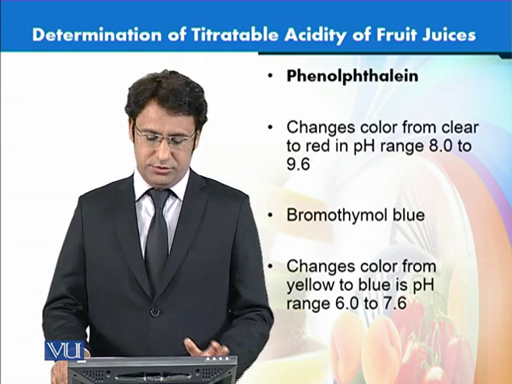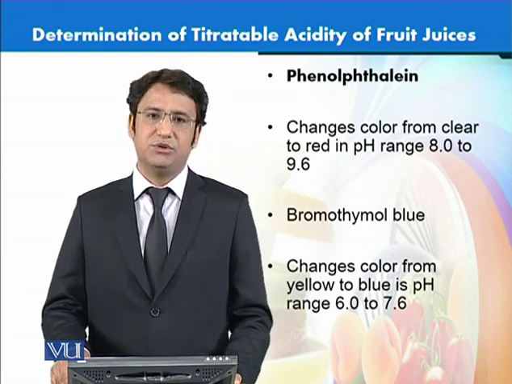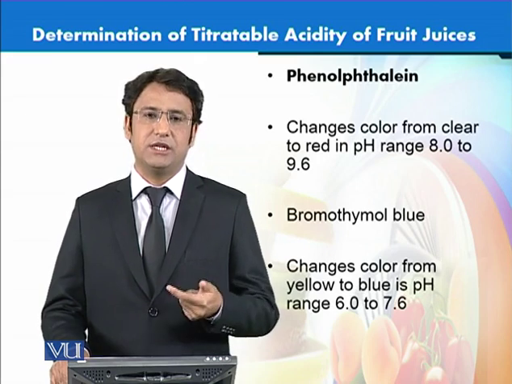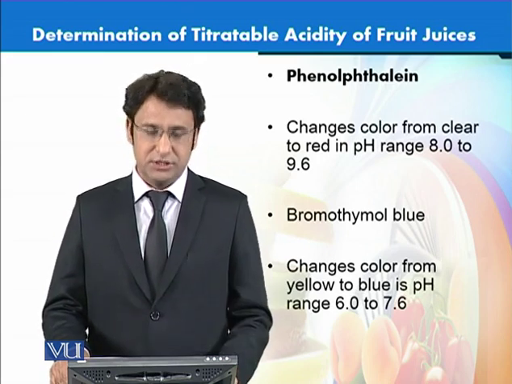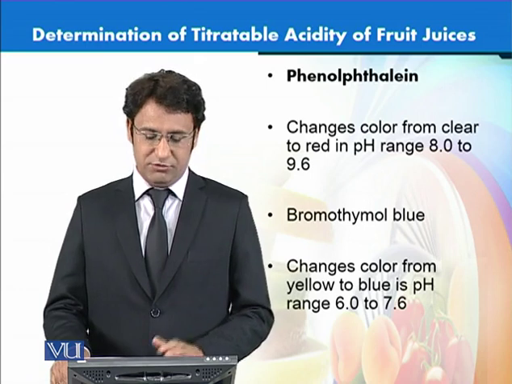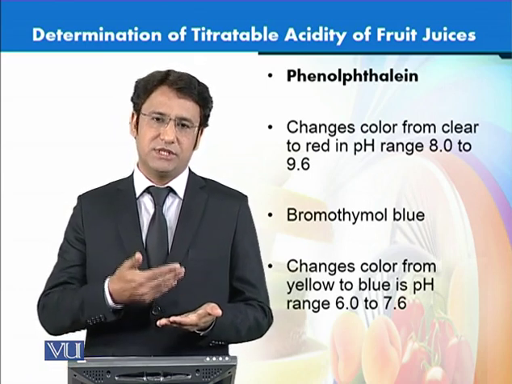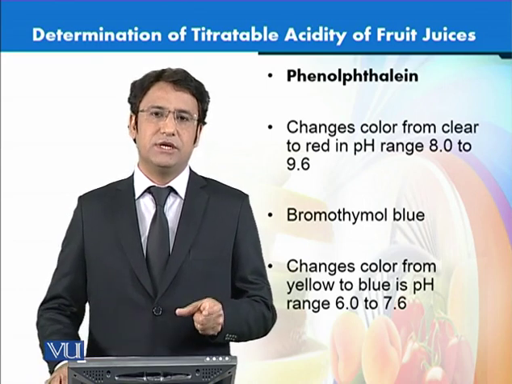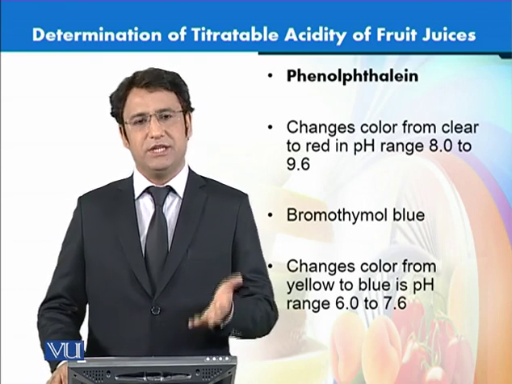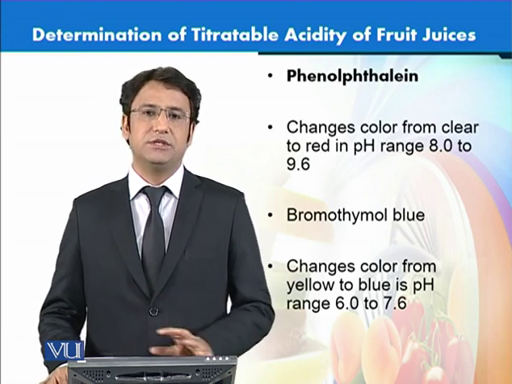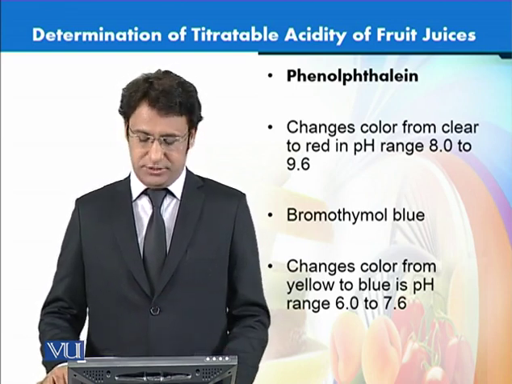Contrary to this, bromothymol blue has to be used when we have base in a flask and we titrate that against acid. That would change its color at pH 6 to 7.6. So when all the base has been neutralized and a small amount of excess acid is added into the flask containing the food sample, it would change color to blue, and that would tell us that the acid-base reaction has been completed.